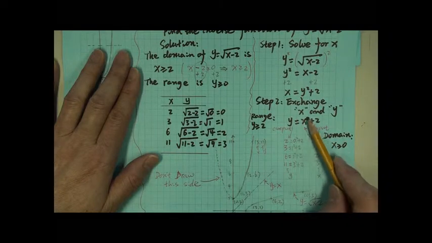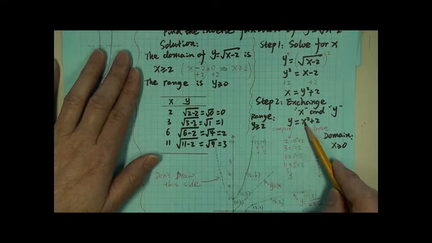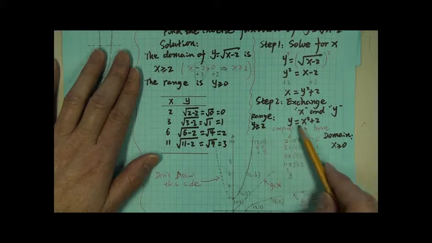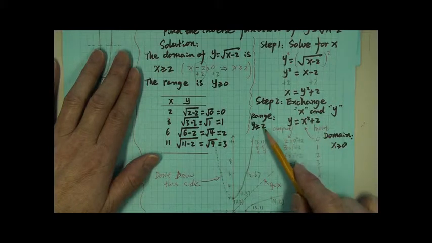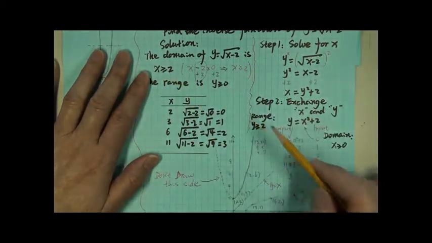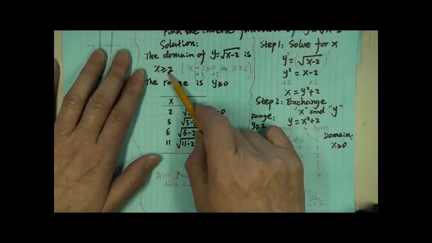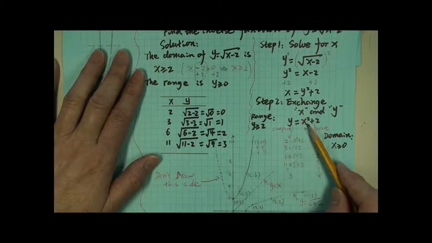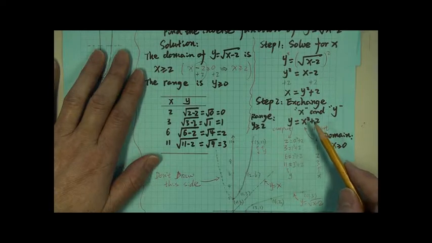So this is a positive number plus 2. You plug in 0, squared, you get 0. So this right-hand side is always greater than 2. That's why y is greater than 2. So that's why you see they're exactly opposite. And then this was the domain. This is the range in the inverse function.